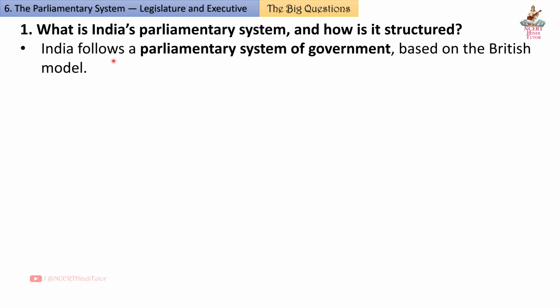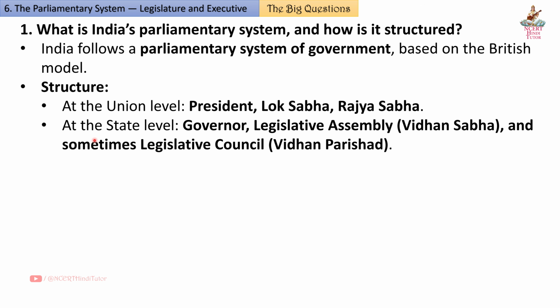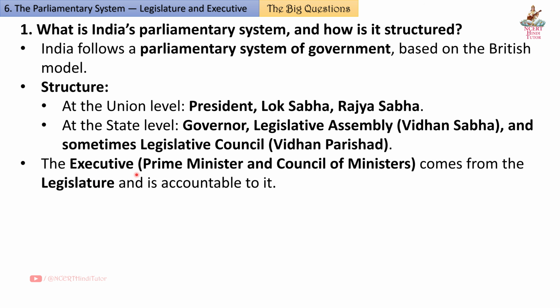Answer. India follows a parliamentary system of government based on the British model. Structure. At the union level, President, Lok Sabha, Rajya Sabha. At the state level, Governor, Legislative Assembly, Vidhan Sabha, and sometimes Legislative Council, Vidhan Parishad. The Executive, Prime Minister and Council of Ministers, comes from the Legislature and is accountable to it.